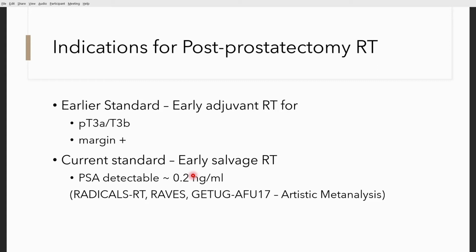However, it's very important to understand that early salvage means early salvage. So we have to start treating with salvage radiotherapy as soon as the PSA becomes detectable, before it reaches 0.2 or just as it reaches 0.2 nanograms per mil. And a meta-analysis of these 3 randomized control trials confirms that this is a safe alternative to immediate adjuvant radiotherapy.